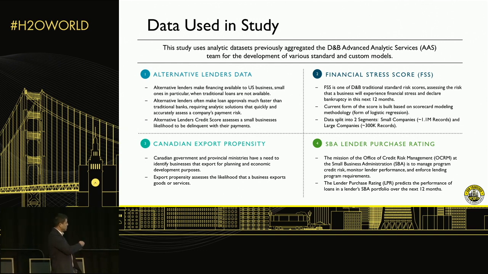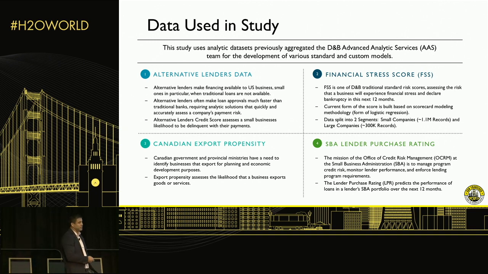The last two are projects I particularly work on. Canadian export propensity score. We want to be able to provide our Canadian customers or the Canadian government with insights into what companies are exporting, which ones aren't exporting. It helps with planning. It helps with economic development, where they can target businesses that are about to export or export, and encourage them to export if they're about to. And SBA, the Small Business Administration in the United States, we have a large engagement with them where we help them with their analytics.